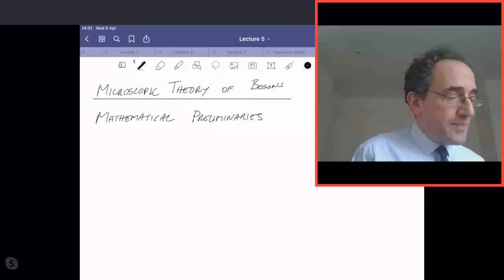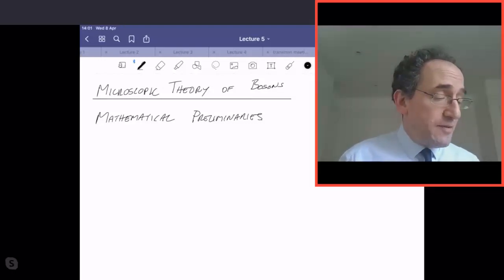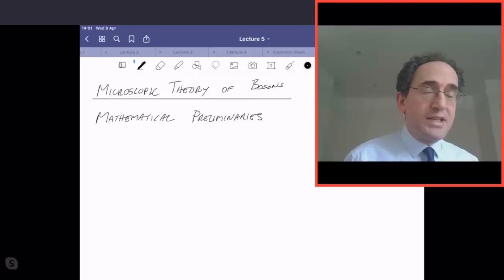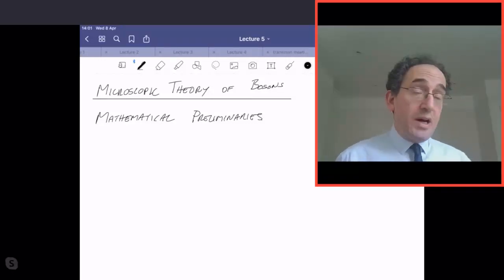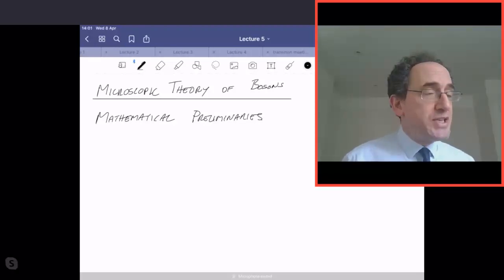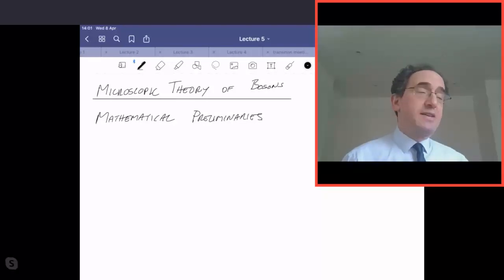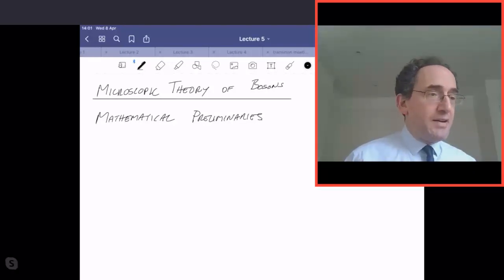Welcome back. In this lecture, we're going to start discussing the microscopic theory of bosons, writing down Hamiltonians and actually trying to solve them. To do this, we're going to need the technique of second quantization, and for that reason, we're going to need mathematical preliminaries introducing the technique of second quantization.